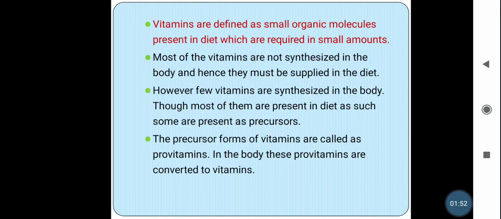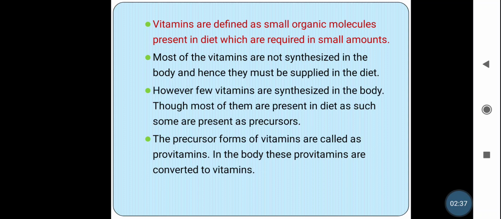Though most of them are present in a diet as such, some are present as precursors. These precursor forms of vitamins are called provitamins. And in the body, these provitamins are converted to vitamins. So what I said, generally vitamins are not synthesized in our body, so they are taken from a diet. But some vitamins can be synthesized in our body, and such vitamins are present in diets as provitamins. When these provitamins are taken in our body, they are converted into vitamins with the help of certain enzymes.